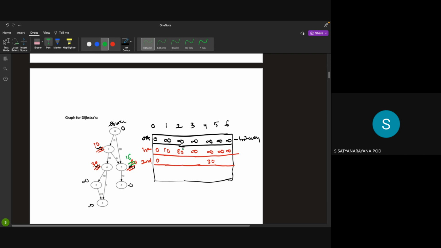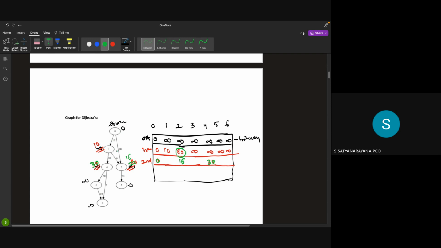So what happened, here the interesting fact happened. Earlier 80, now this 16 will come. Because if you come directly from 0 to 2, it's 80. If you come indirectly, that is 0 to 1, 1 to 2, it is 60. You are choosing the optimized path, no? Of course, this 30 also updated just now. I'm making it green color. So this 0 is as it is.